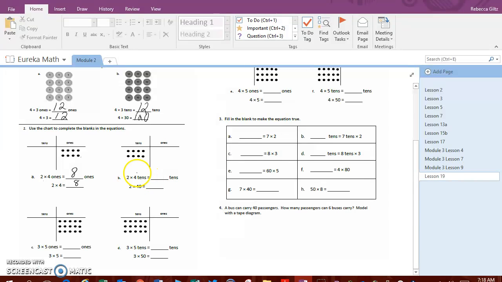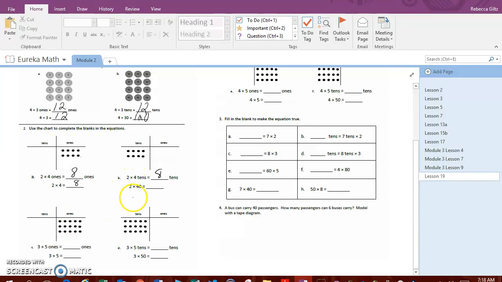Flip to part B, now all those place value discs are in the tens place. So we're looking at 2 groups of 4 tens. How many tens do we have? Well, 4, 8. We have 8 tens. We're just counting the number of discs in that type of question.